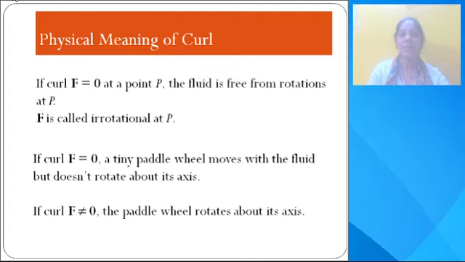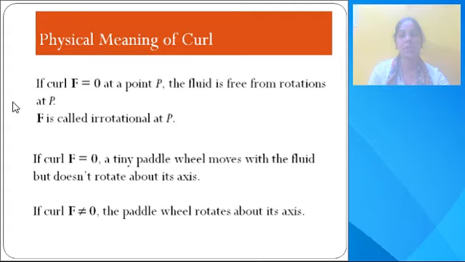And if curl f is not equal to 0, it means that it is a rotational vector. So if curl f is 0, it means f is an irrotational vector. And if curl f is not equal to 0, it means that f is a rotational vector. So we can remember the meaning of the curl in this way.